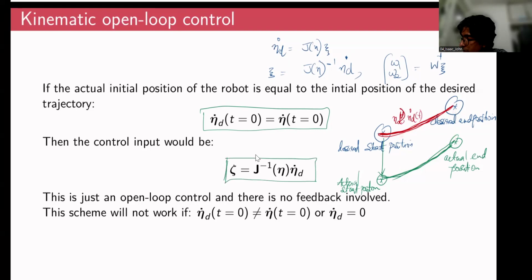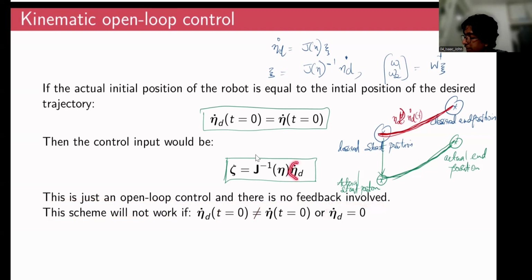And this will only work when the desired velocity at the initial time and the actual velocity at the initial time are coinciding. Right? So this is just an open loop control and there is no feedback involved. So this scheme will not work if eta desired dot at time t equal to 0 is not equal to eta dot at t equal to 0.